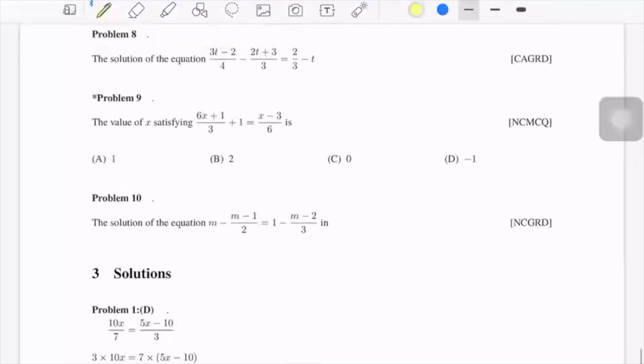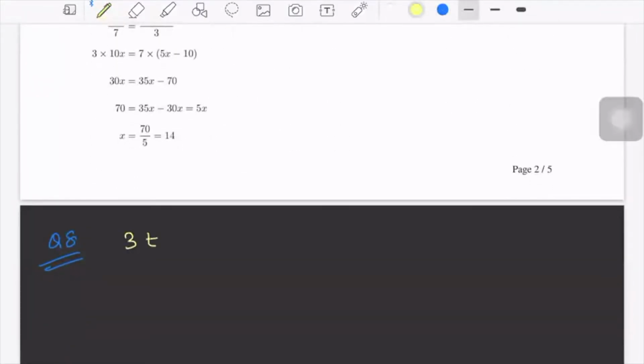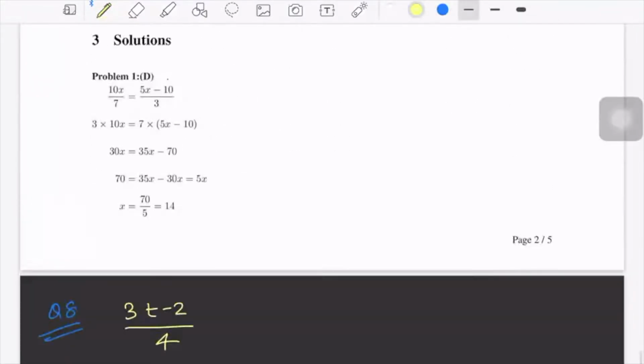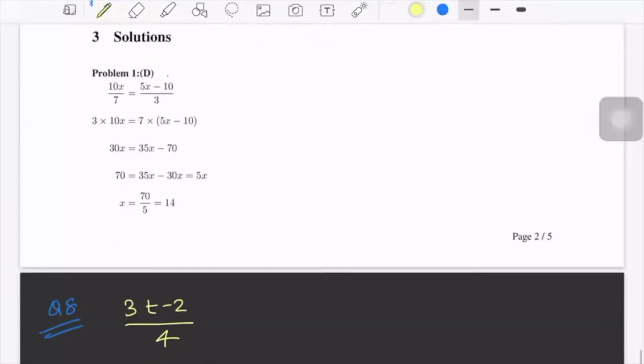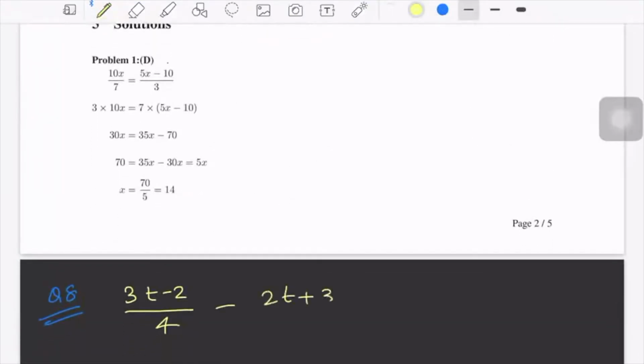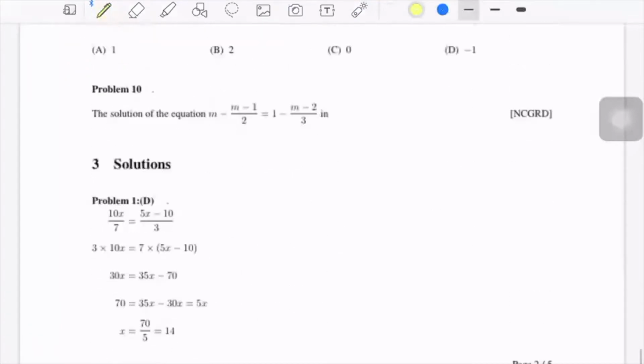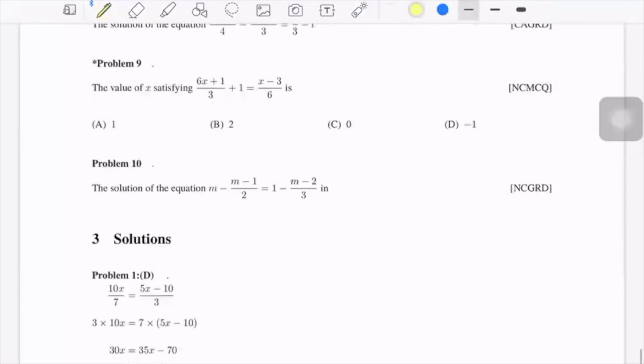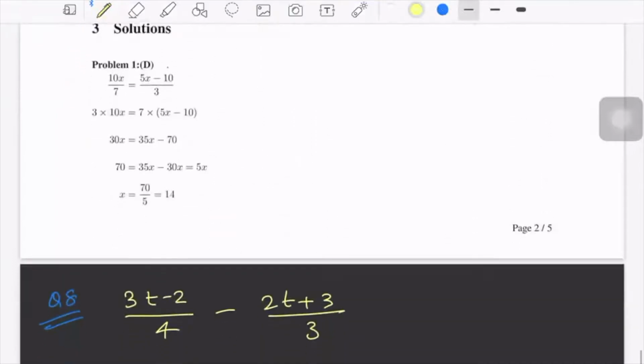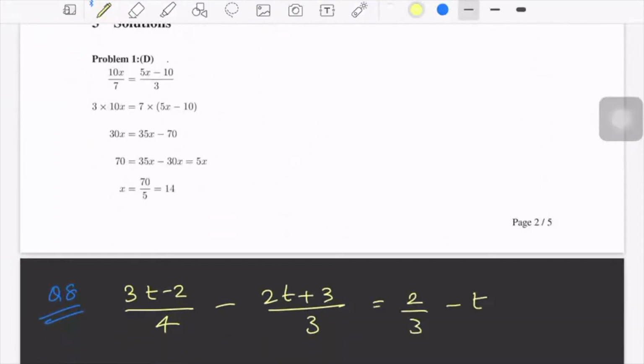The solution of the equation (3t minus 2) whole divided by 4 minus (2t plus 3) whole divided by 3 is equal to 2 by 3 minus t. Okay, so this looks slightly more complicated.